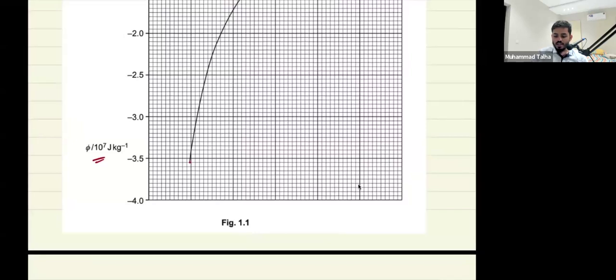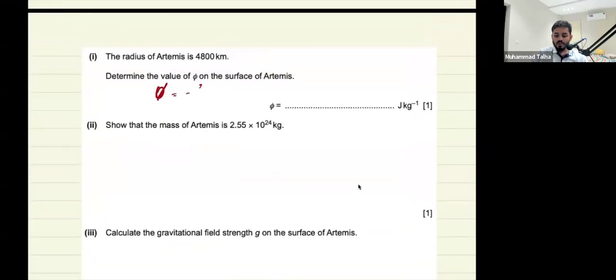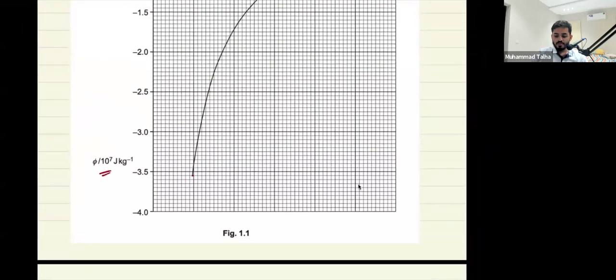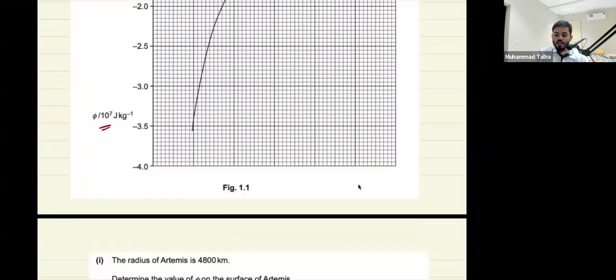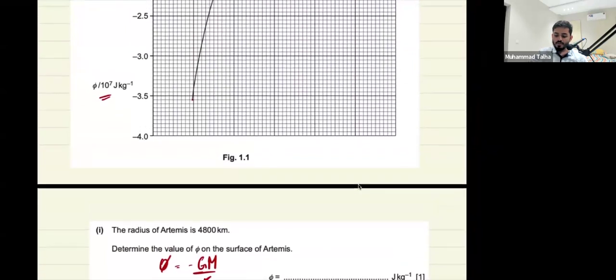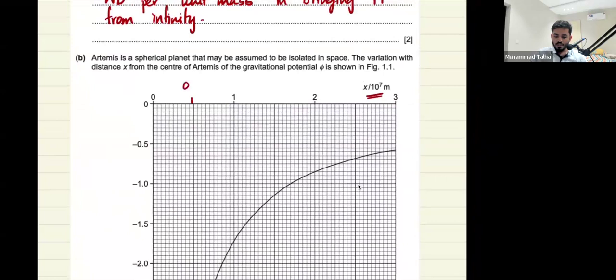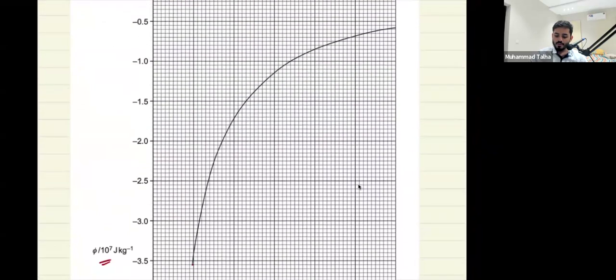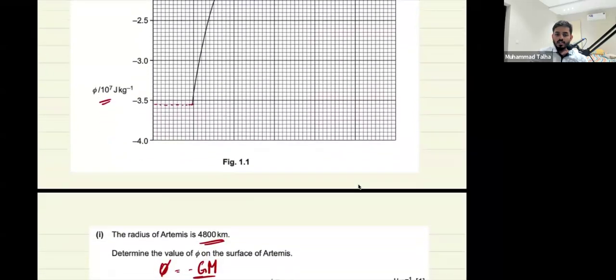So the idea is that if this is your surface value, so you just use phi equals negative GM over r. The mass was given above. The mass is not given. All right. Yeah, so 4,800 kilometers. This 4,800 kilometers is basically this 0.48 into 10 to the 7, whatever this last value is. So we just needed to read off this value to this point, which is what the potential would be, right? So that's the answer to this one.